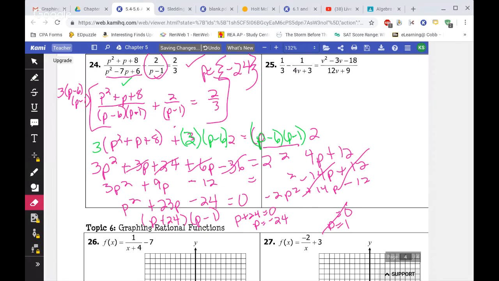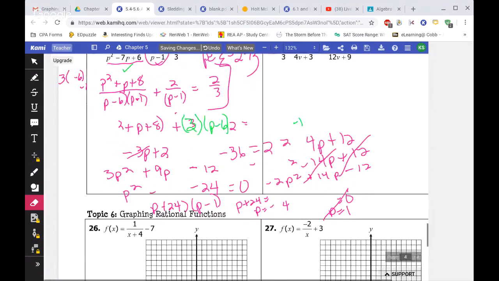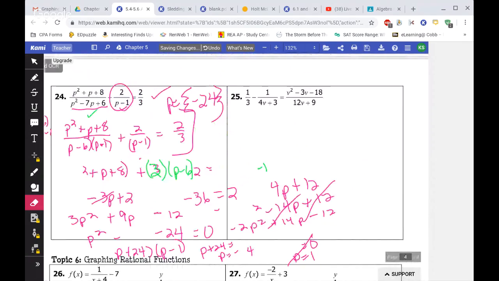Okay, so on that last one, I'm going to make sure I get this side erased. Most important side, so I can work on 25. We want to factor the denominator in order to get a common one. It's taking me forever to erase this.